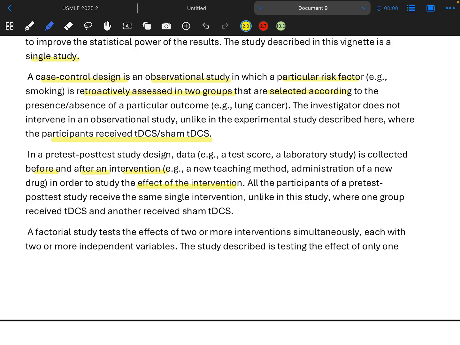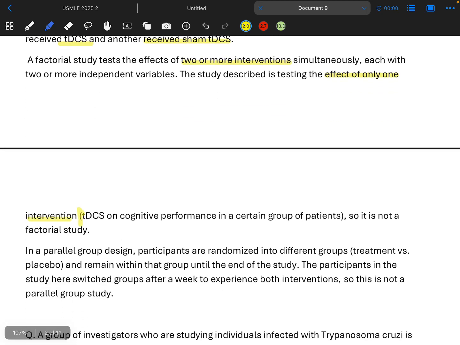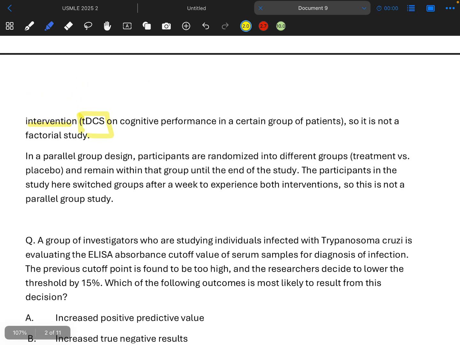A pretest-posttest study design is one in which data is collected before and after an intervention, like a new teaching method or administration of a new drug, in order to study the effect of the intervention. All the participants in a pretest-posttest study receive the same single intervention. But in this statement, one group received TDCS and another received sham TDCS. A factorial study tests two or more interventions, but according to our question, they describe testing the effect of only one intervention, that is TDCS, transcranial direct current stimulation.